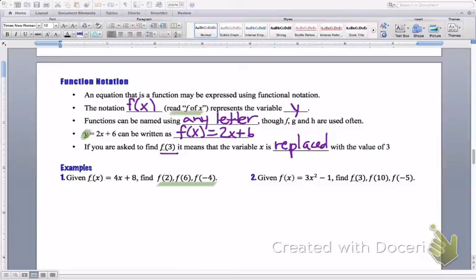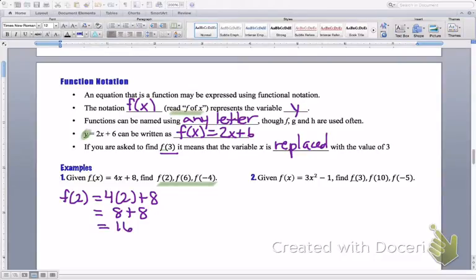So we're going to go ahead and plug in the number 2, figure it out, plug in the number 6, figure it out, and plug in the number -4 and figure that out. Let's go ahead and start that. So we're going to do f of 2, which means all the x's become 2. So 4 times 2 plus 8, which gives us 8 plus 8, which gives us 16. So f of 2 is equal to 16.